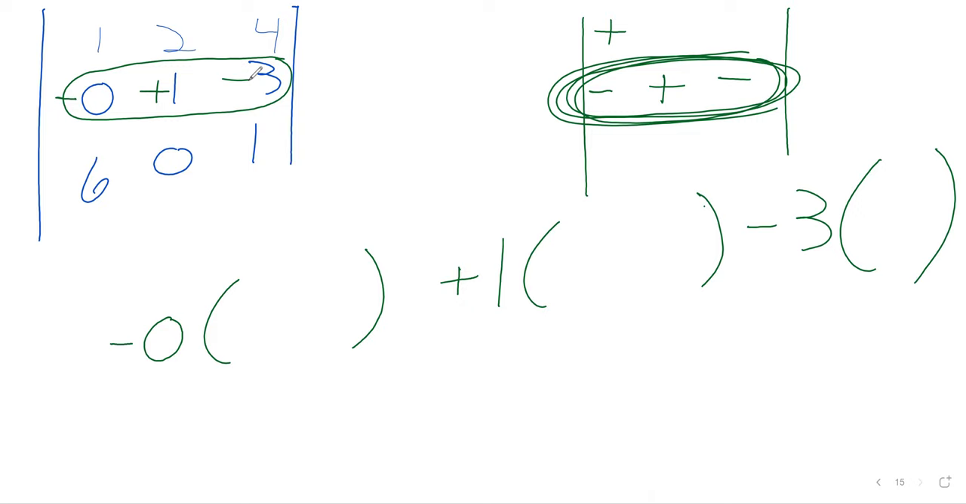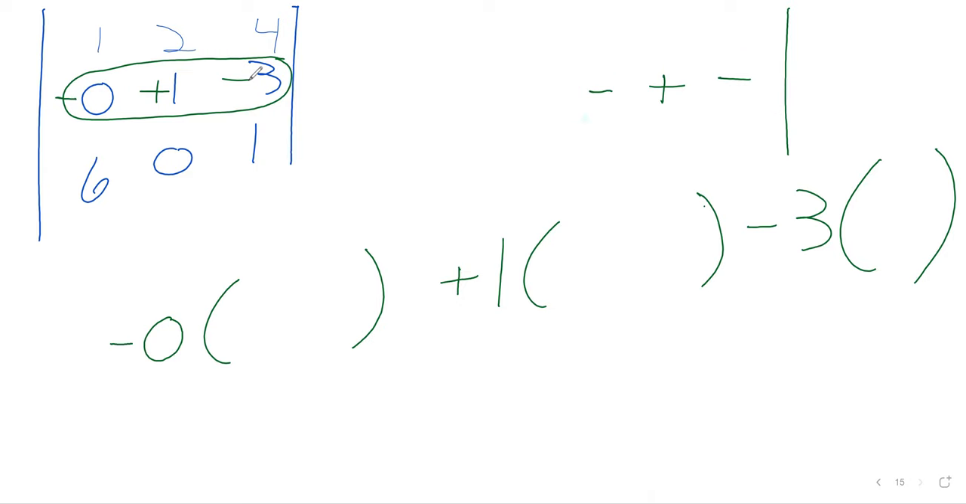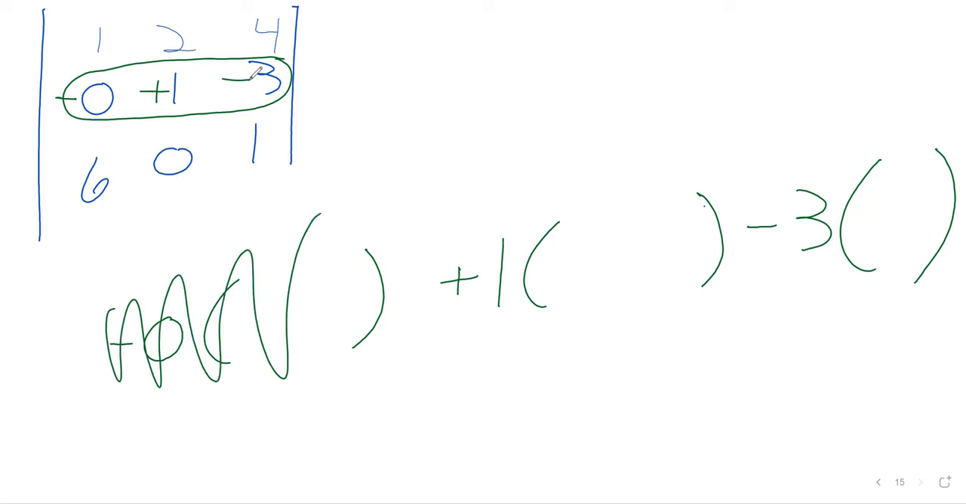Let's erase that because we're done with it. So the reason that it's nice to have zeros, I mean, just on a purely practical level, is that zero times anything is zero. So negative zero times whatever might as well not be there. And we don't have to worry about it.